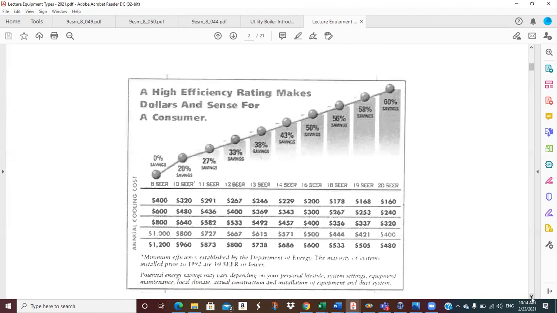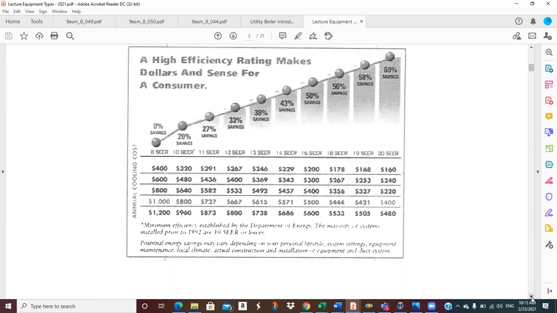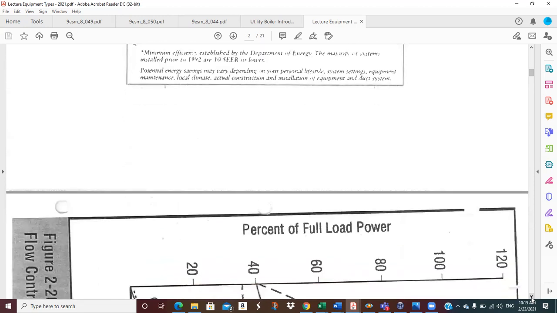This is information on SEERs and some cost information. That's seasonal energy efficiency rating. And the higher the SEER, the more efficient the equipment. I'll try to remember to send you out a little file I have that discusses SEERs and all that. I can't remember it off the top of my head anyway.